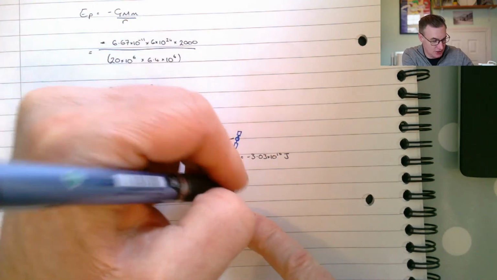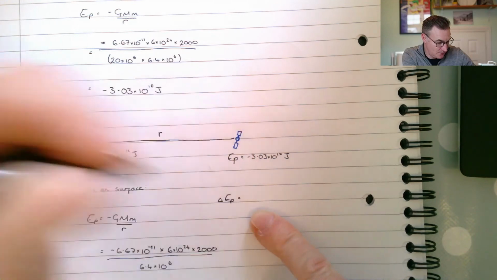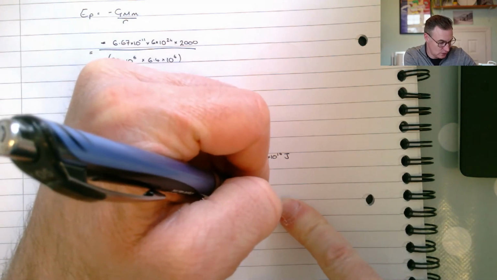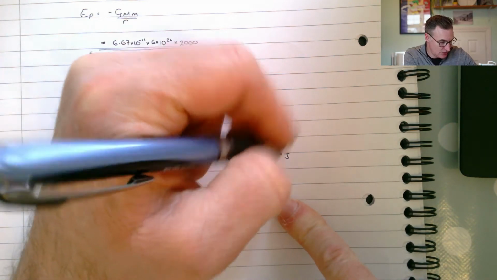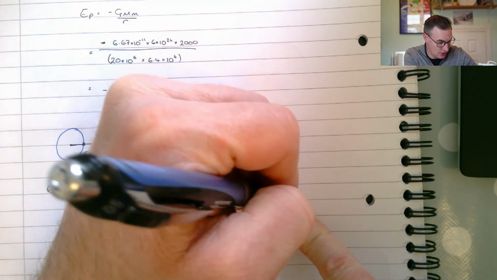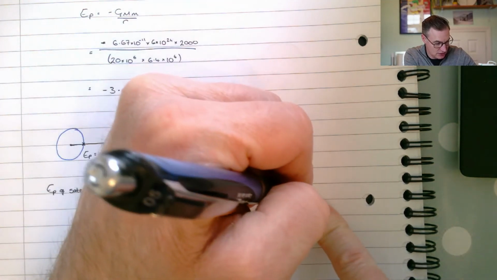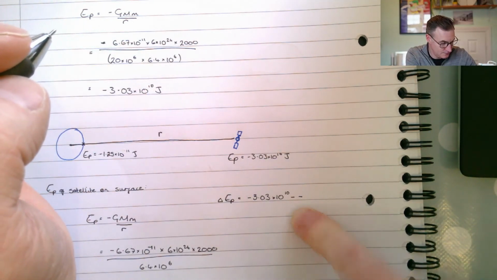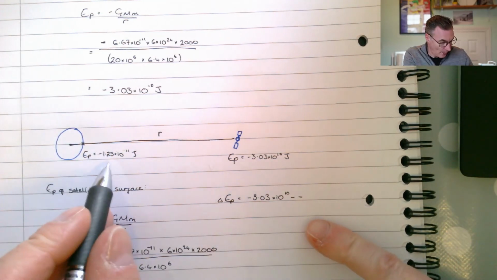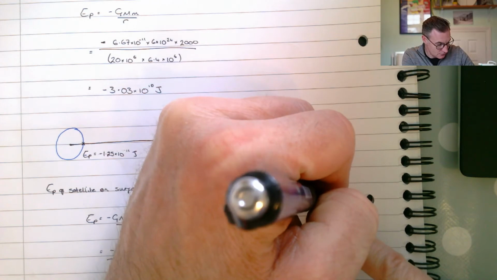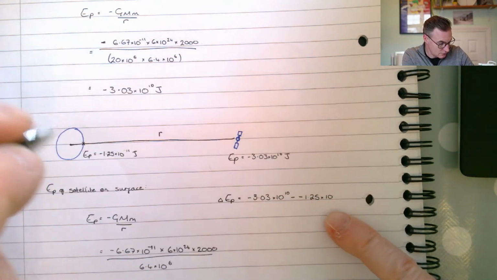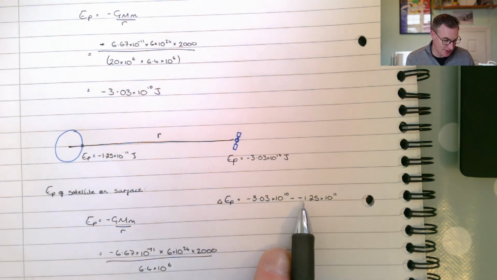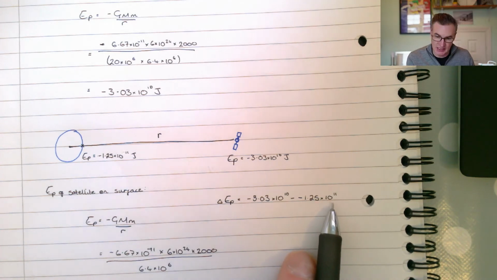So the change in EP is going to be that one minus that one. So minus 3.03 times 10 to the 10, minus 1.25 times 10 to the 11.